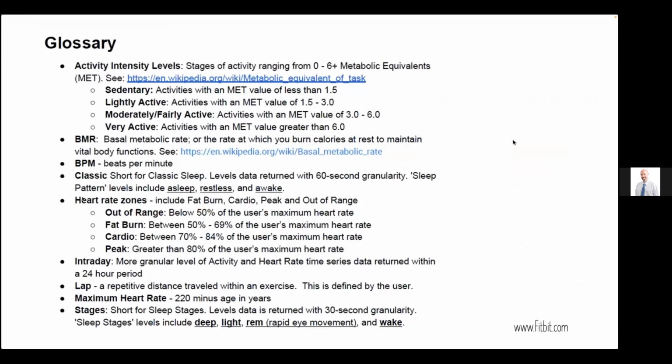And then this is just a quick glossary. You can also find this on Fitbit.com of some of the outcome measures that you can get from the API.